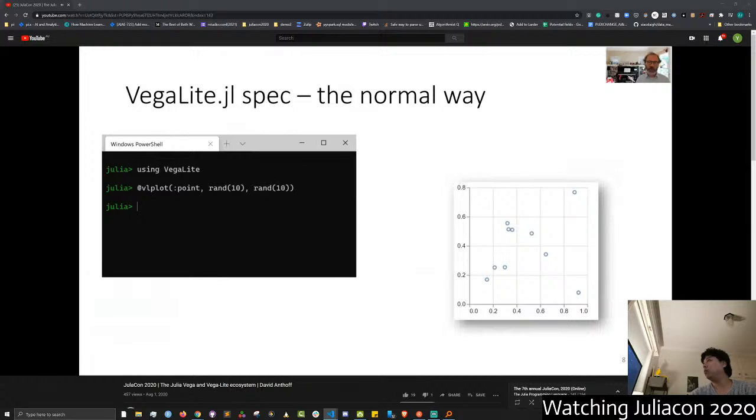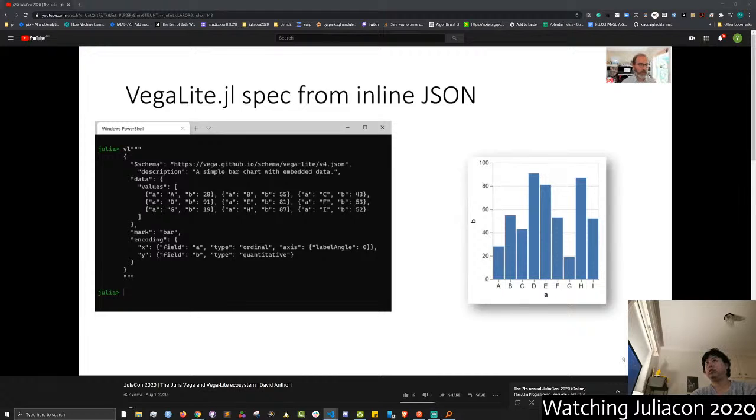So the normal way to create a VegaLite specification, and there is a similar way to do that for Vega specifications, is the @vlplot macro. And here's an example. You can just quickly create a whole range of interesting plots with that command. So this is the main entry point that I think 90% of users should use 90% of the time. You can also use a string macro to copy and paste specifications that are in JSON format.